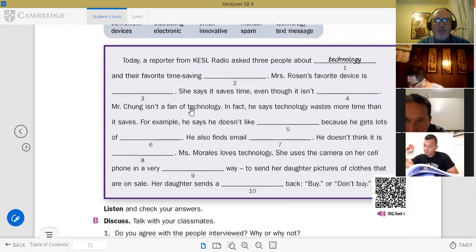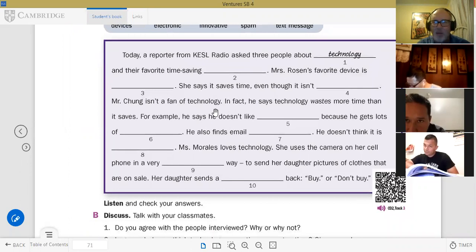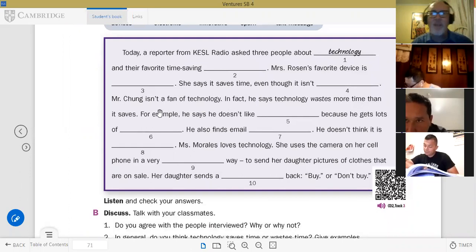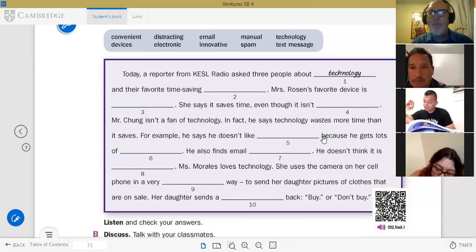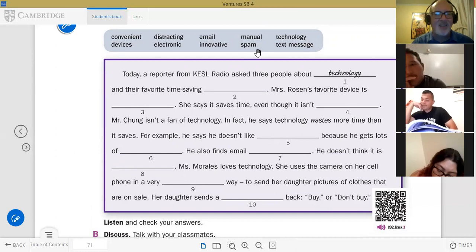All right. Mr. Chung isn't a fan of technology. No, thank you. In fact, he says technology wastes more time than it saves. For example, he says that he doesn't like what? What doesn't he like? Email. Because he gets lots of spam, right? Unwanted email. That's called spam.